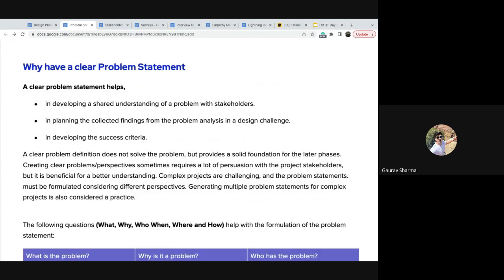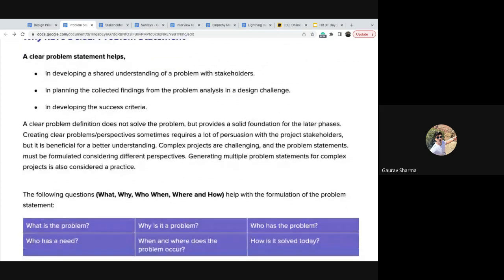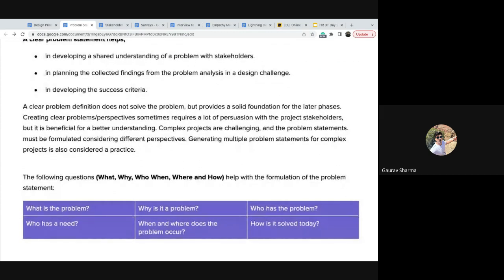I'll skip some of these things. I'll share the document, you can read through it. But this is the key here. The following questions, what, why, who, when, where, and how, are the key to creating a problem statement. So what is the problem? That's something that we always ask. Why is it a problem, right?